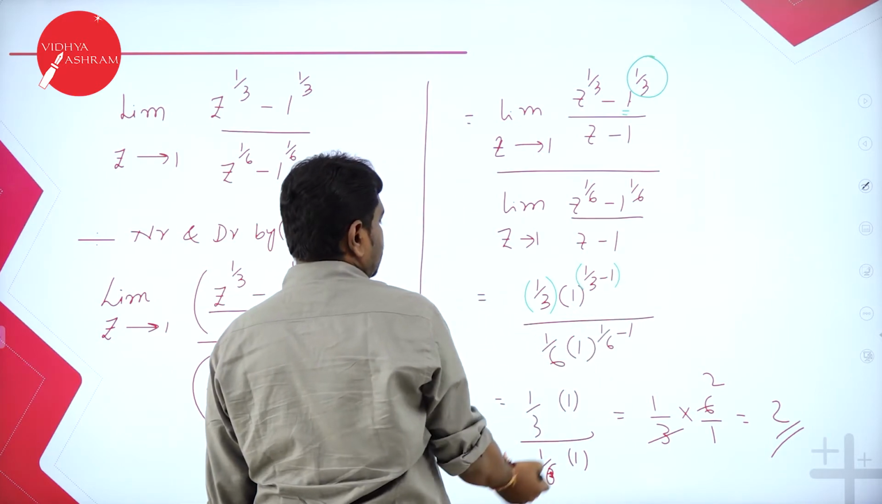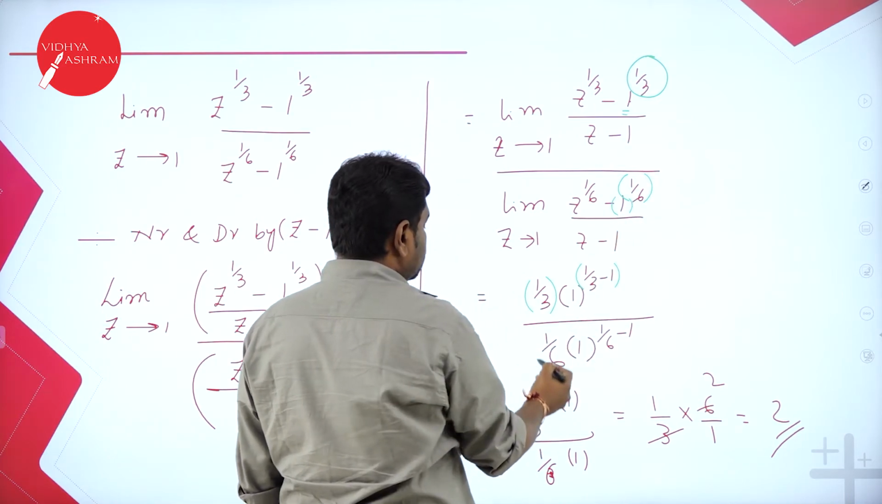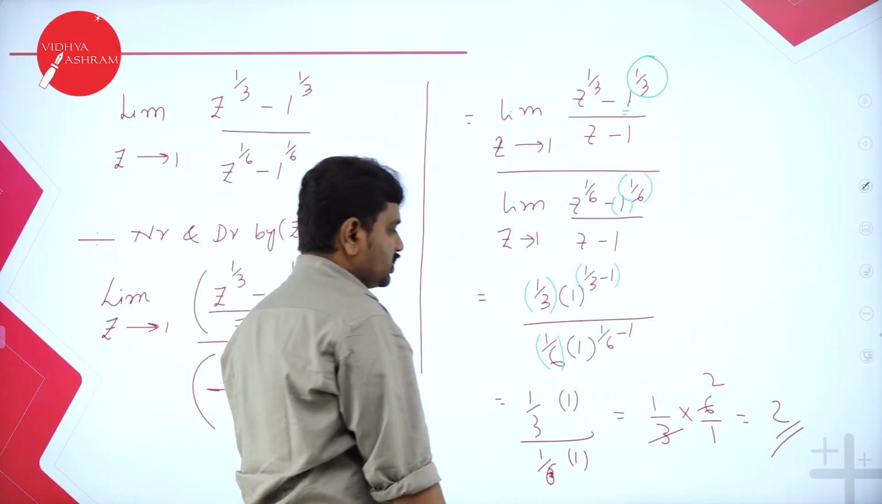1 power anything is 1. Similarly, in the denominator n is 1 by 6, a is again 1. So n into a power n minus 1. Simplify, you'll get 2.